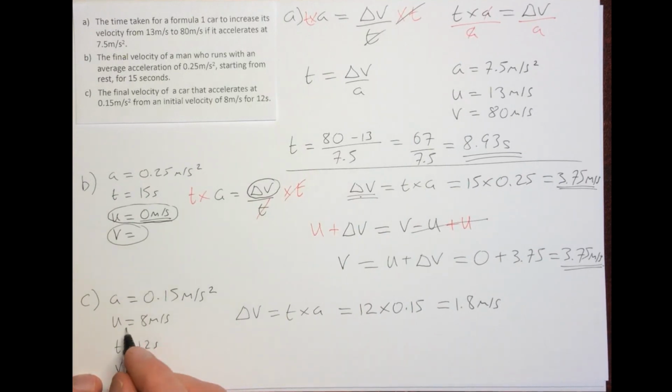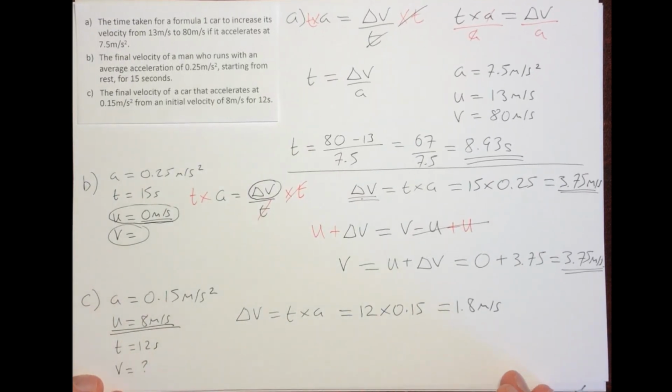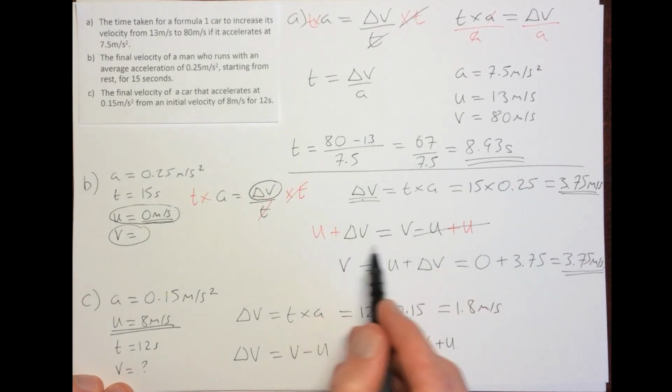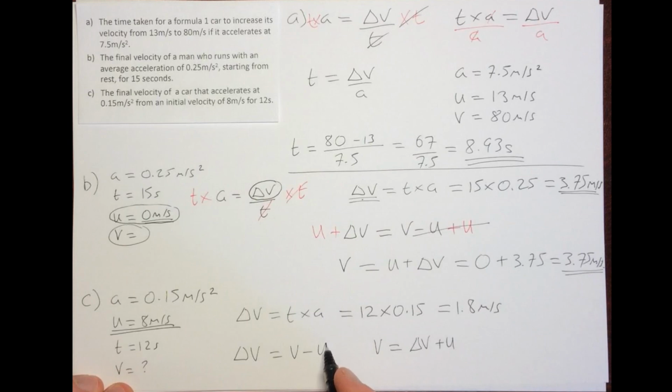This question's a little bit different because the starting velocity is 8 meters per second. The velocity has changed by 1.8, so you could perhaps logically work out the final velocity. It started from 8, it's changed by that much, so what's the final velocity? But let's do this the full method. We know that delta v is equal to v minus u, final velocity take away initial velocity. So therefore we know that v is equal to delta v plus u.